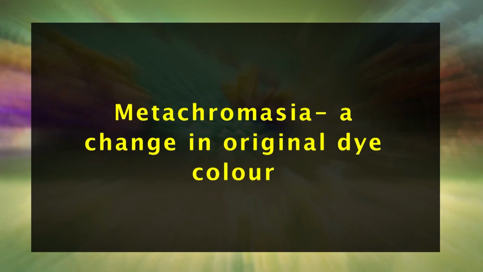Dear students, now let us have a brief idea about metachromasia, a change in original dye color. Basic dyes belonging to the aniline group differentiate particular tissue components by staining them a different color to that of the original dye by a phenomenon known as metachromasia. It occurs due to polymerization. Metachromasia takes place when certain negatively charged groups on the tissue react with cationic dye. On polymerization, the original color of the dye changes to another color. For example, mast cells stain pink with toluidine blue.